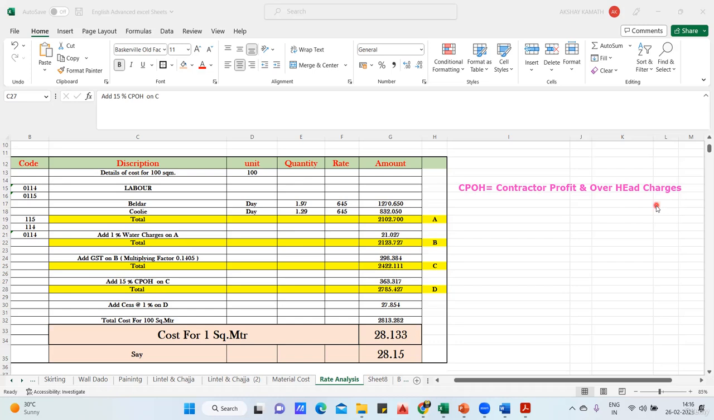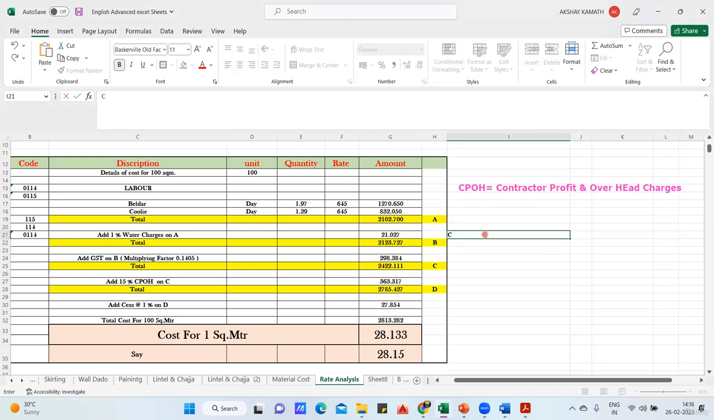Other than that, your head office charges, everything in the office. Sometimes they provide you snacks in the evening time if you work in a big construction company. Everything they add in, taking those things into consideration, they fix this particular 15% CPOH. Actually, the contractor profit will be 10%, and the remaining 5% is overhead charges. So together it will become 15%. 10 plus 5 is 15.